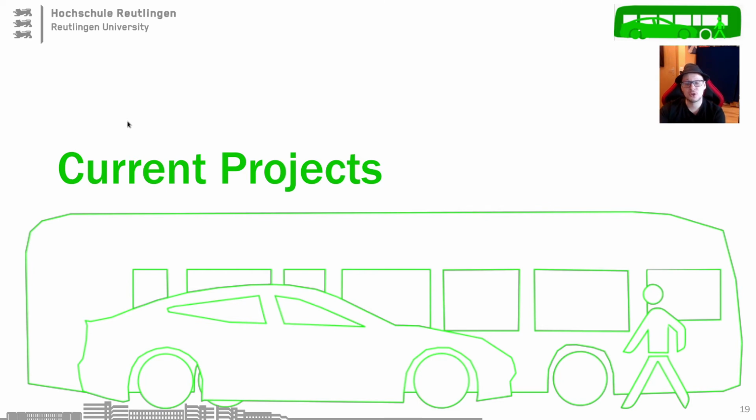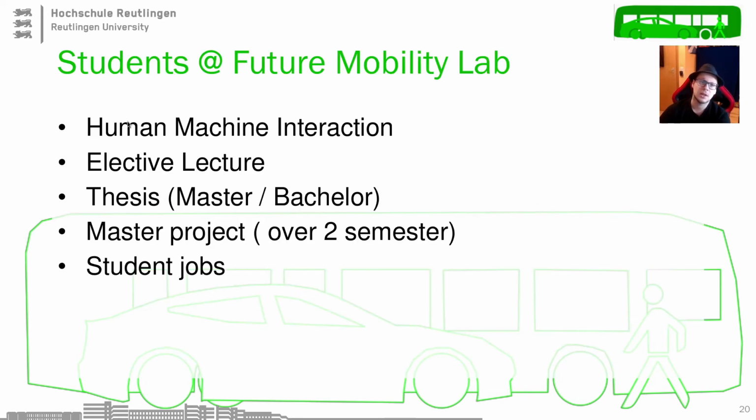The current projects starting with, that's the possibilities the students have at the Future Mobility Lab. We have the lecture Human-Machine Interaction, where they learn to build HTML5 apps, and they could use that experience to bring it in the driving simulator. We have elective lectures where the students could do 1 or 2 semesters and do their projects in the laboratory. We have the possibility to do thesis, the master and bachelor thesis in the lab. You could do a master project, which is over 2 semesters.